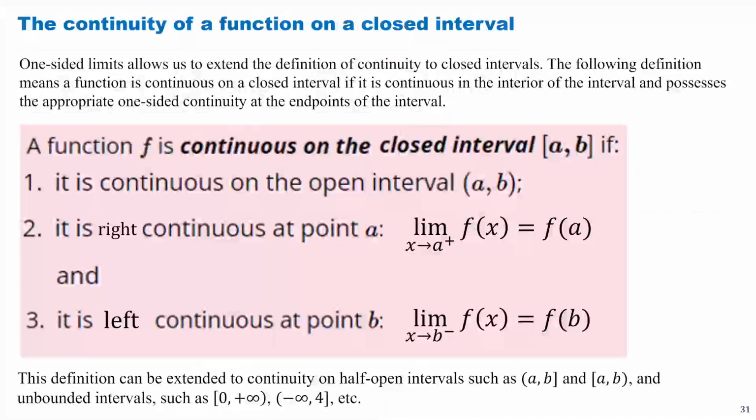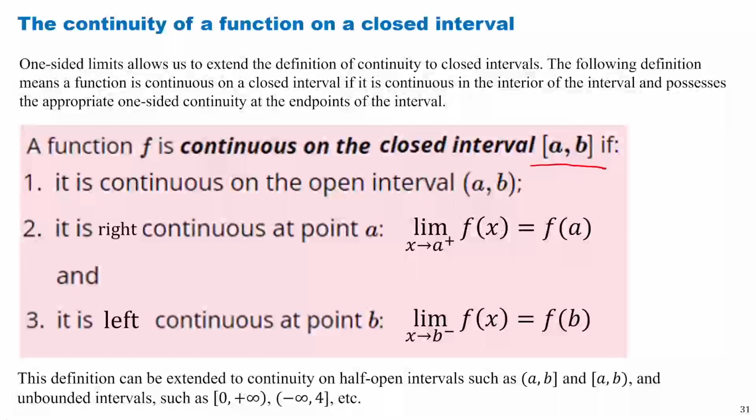The one-sided limits allow us to extend the definition of continuity to closed intervals. The following definition means a function is continuous on a closed interval if it's continuous in the interior of the interval and possesses the appropriate one-sided continuity at the endpoints of the interval. The function f is continuous on a closed interval [a, b] if all of the three conditions can be met.